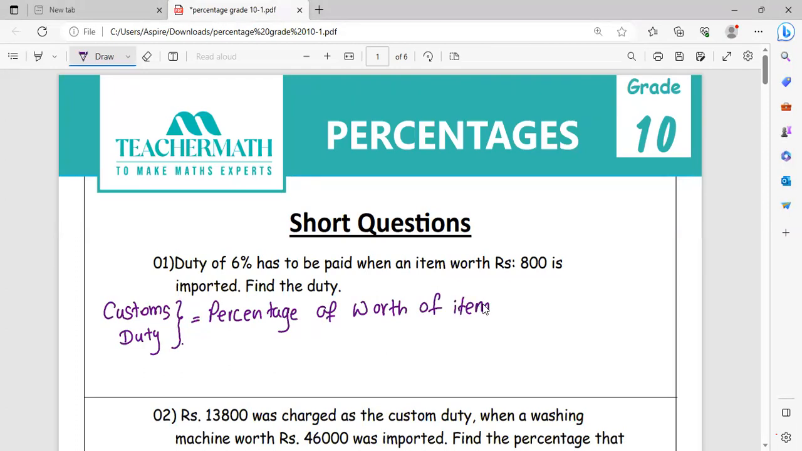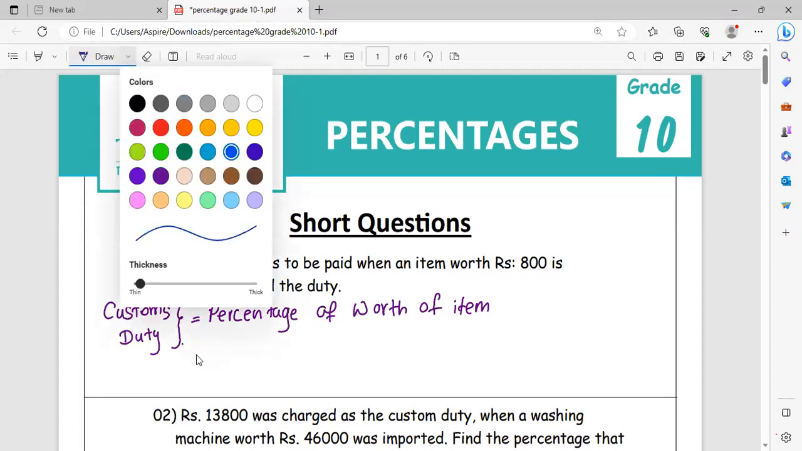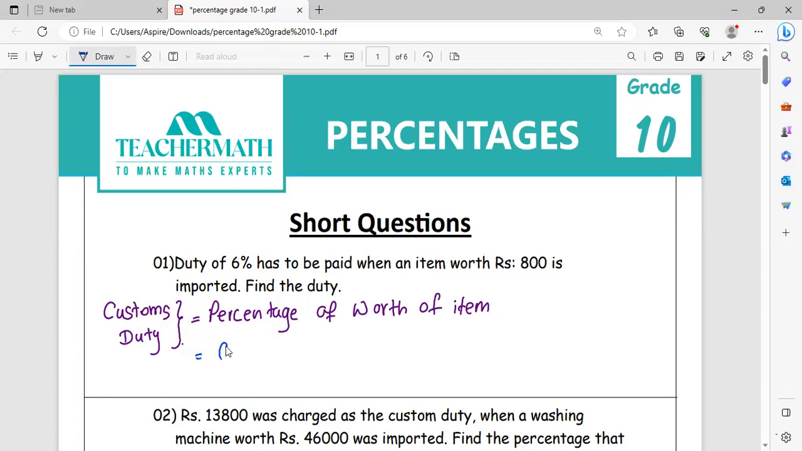Item එකේ මිලෙන් යම්කිසි ප්‍රතිශතයක් තමයි customs duty විදිහට අපි pay කරන්න ඕනේ. එතකොට මේව ඔයගොල්ලෝ ලියන්න ඕනේ නැහැ. ඔයගොල්ලෝ ගාන හදනකොට percentage it is 6% of worth of the item is 800.